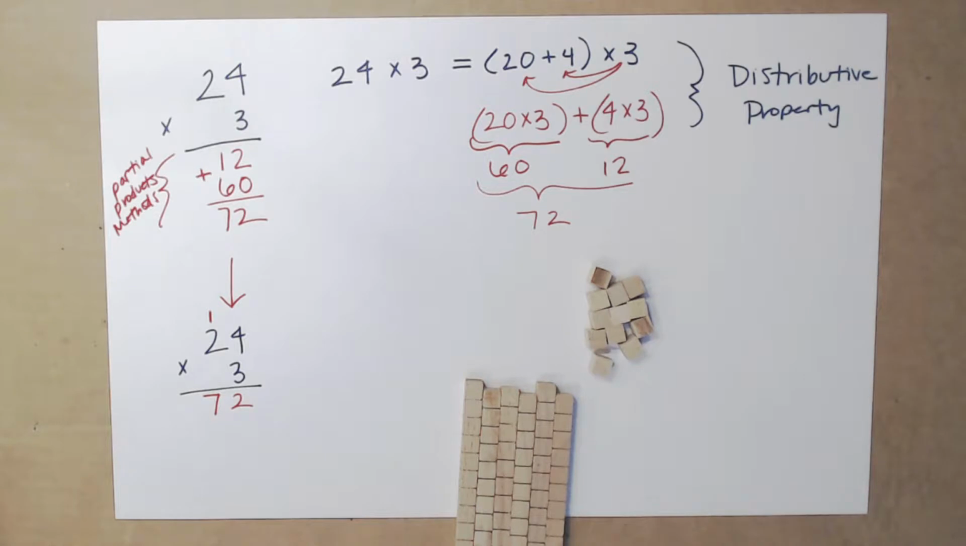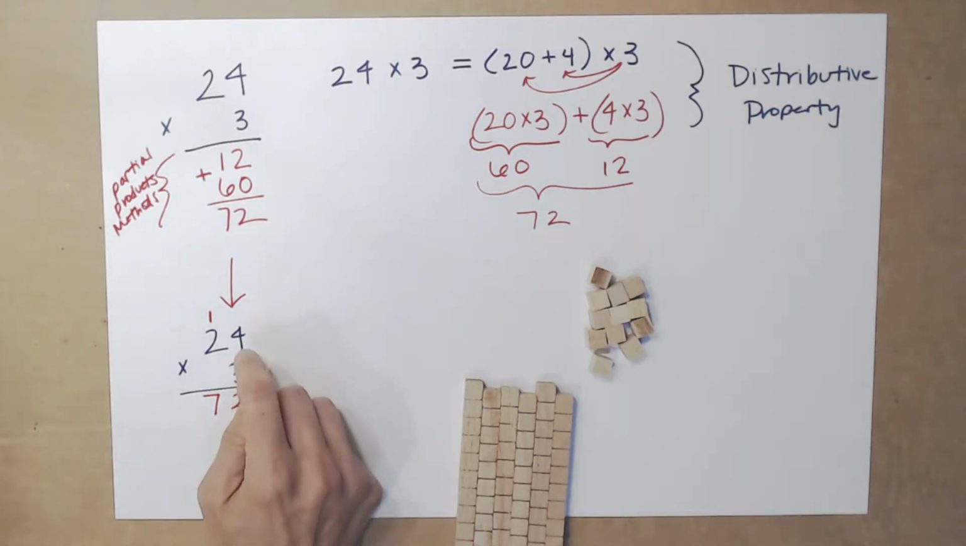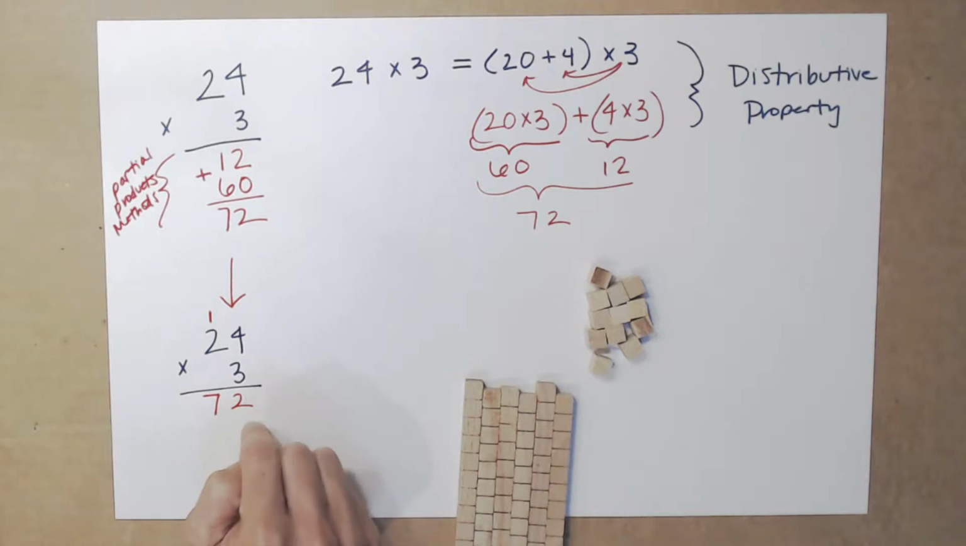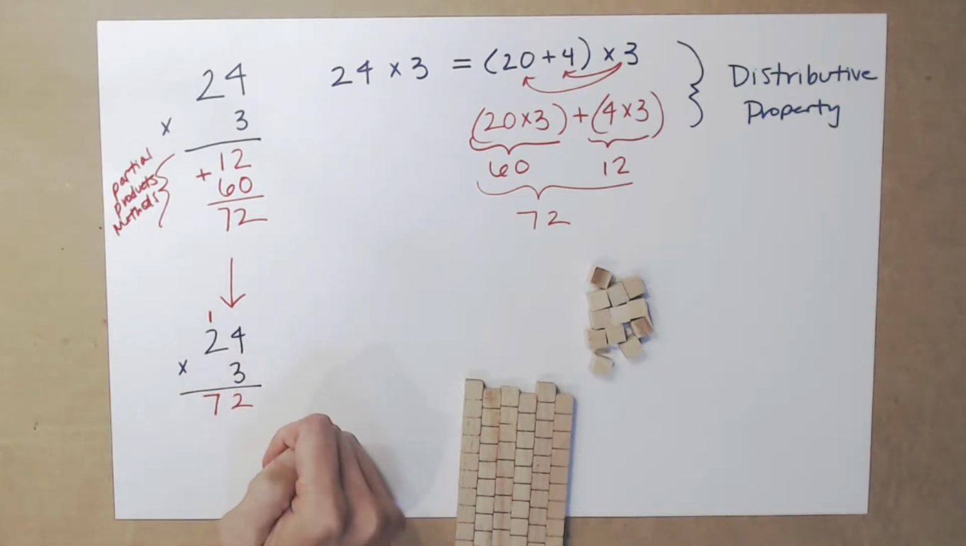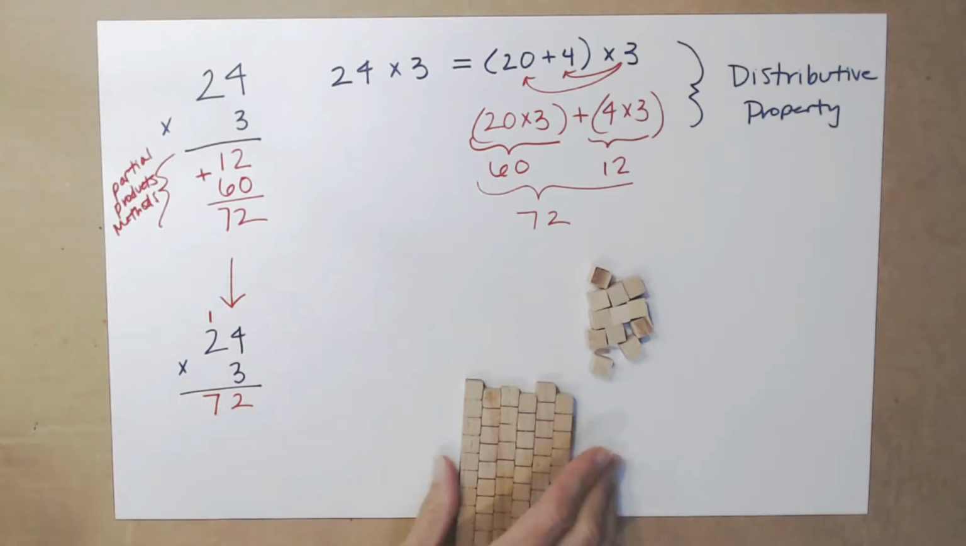So that's probably how you're used to doing multiplication, but I want you to know that you are actually using this partial products method, just a streamlined version. You are using the distributive property. You are multiplying the 4 times the 3 first to get 12, and then you're multiplying the 20 times the 3 to get 60, and you're adding them. That's what's really happening here. Now let's look at a little more advanced one.